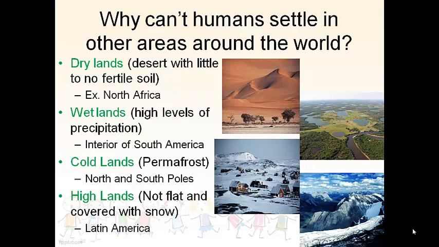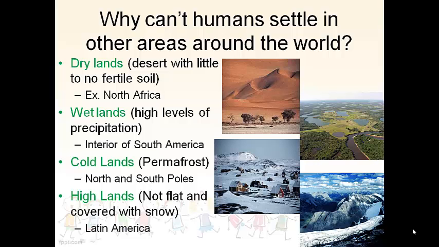So why aren't people settled in every other area of the world? Why are we not using all of the land area? Well, it's for these four different types of land areas. One is something called dry lands. You know it as desert, and obviously there's little to no fertile soil. You can't grow anything. If you can't grow anything, you can't sustain a population. This is also an example of extreme conditions. Again, wetlands is another example where there is so much precipitation. If you see the picture to the right here, an example of this would be in the interior of South America. There's just so much rain that you can't grow because you're actually drowning what you're growing.